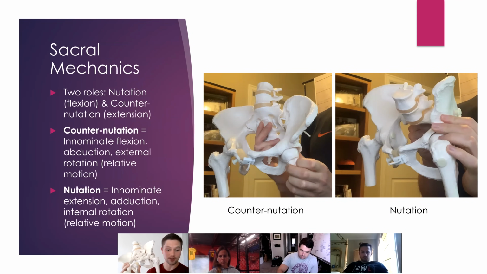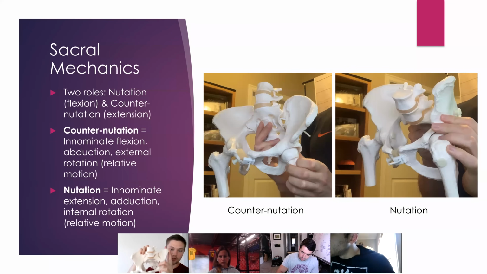This is dissociation to a certain extent. It's relative to these two bones. Without one, you can't have the other. Nutation is the opposite. The sacrum flexes, comes forwards, and then these bones rotate back relative to that. That would be internal rotation, adduction and extension of these two bones, while this sacrum bone goes into flexion.